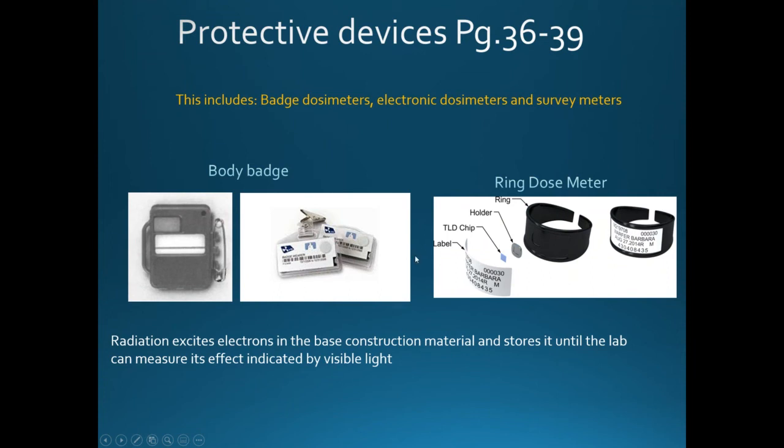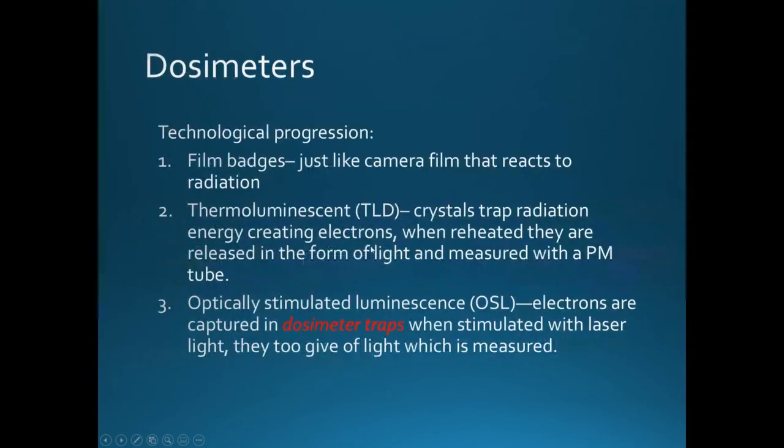So long story short, with most of these, the radiation excites electrons in the base construction material and stores it until the lab can measure it somehow, and the technology is different between the different types. They generally measure its effect indicated by some type of visible light, and we'll talk about how they get this visible light briefly in the next slide, I believe.